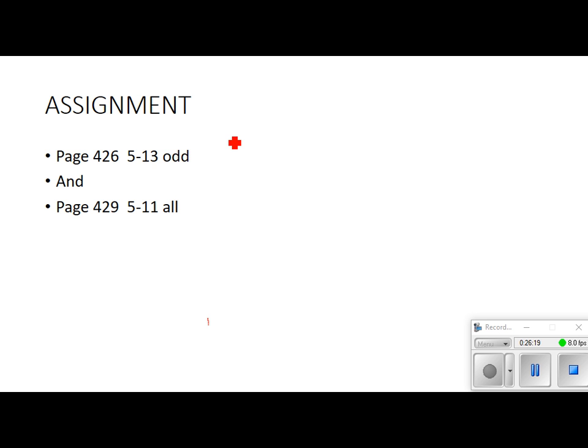All right, the assignment is these 2 pages. Page 426, 5 through 13, the odd numbers. Page 429, 5 through 11, all of those. Hopefully that gives you a little idea. Again, I'm not a life insurance or medical insurance expert, but hopefully that gives you a little idea so that as you go out and have to start getting some of this stuff, you're not just going out blind.